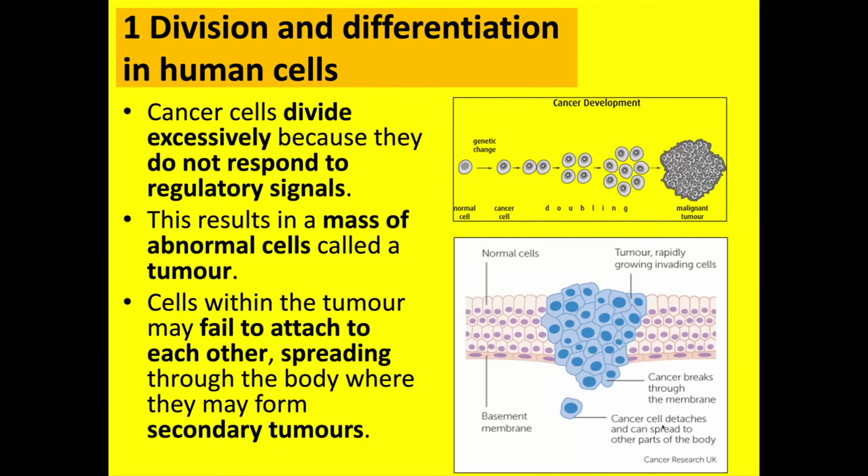Okay. Cells within the tumour can sometimes fail to attach to each other and unfortunately can then spread throughout the body where they may form secondary tumours. Okay, and you've probably heard, in general chat, maybe family members with people on TV or programs or films, you've heard them talking about cancer spreading. And that's what this means. The cells within the tumour fail to attach to each other. And when they spread throughout the body and find a new place to locate, they can form these secondary tumours. Okay, and that's cancer spreading throughout the body.